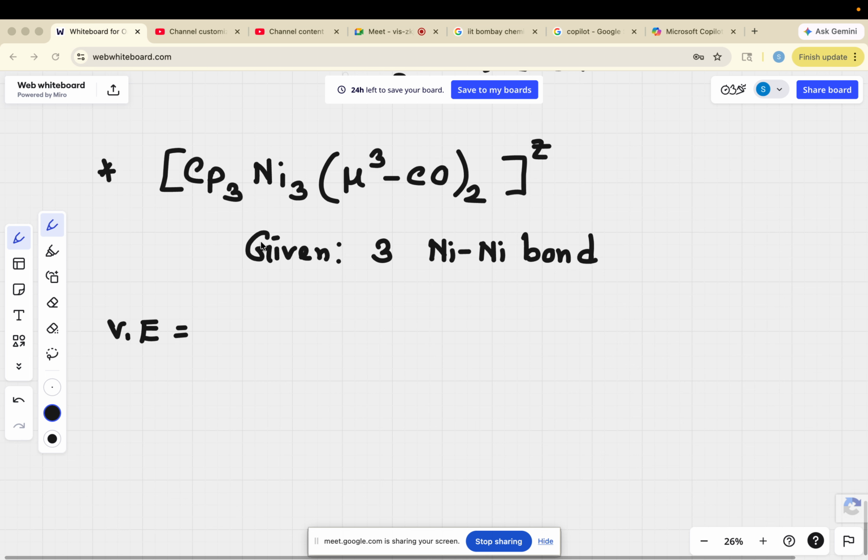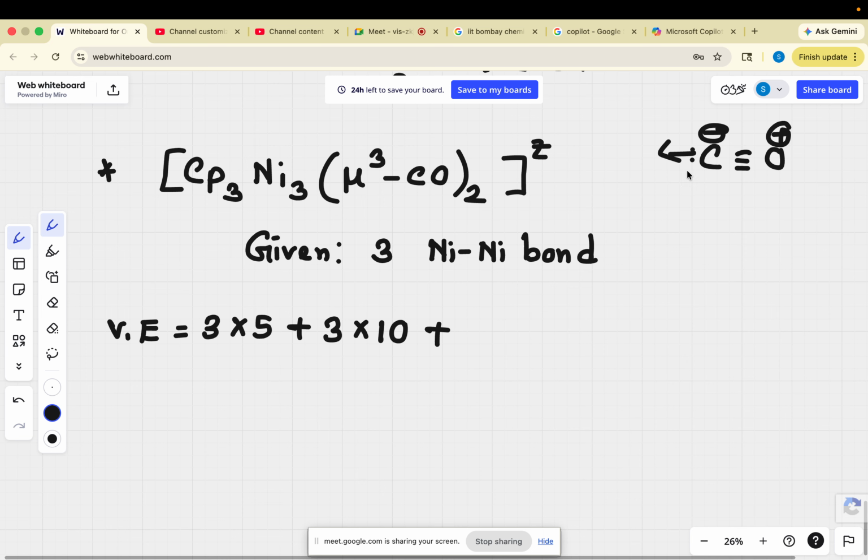Yes, sir. So if you see valence electrons, from 3 cyclopentadienyl it will be 3 into 5. Okay, for nickel, you have 10 electrons, so 3 into 10. And carbonyl, whether it is acting as terminal or bridging, carbonyl donates only 2 electrons, so it doesn't matter, it will donate only two electrons.